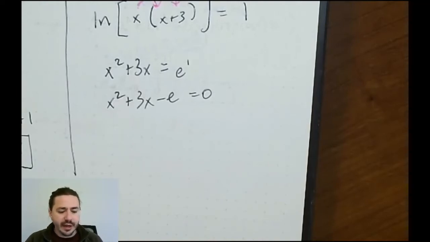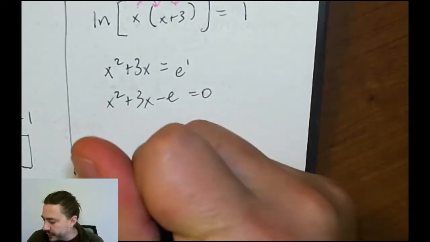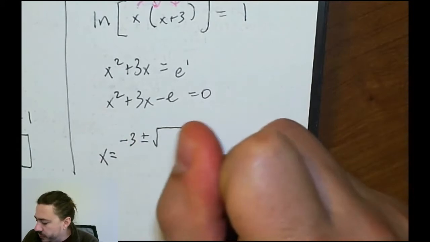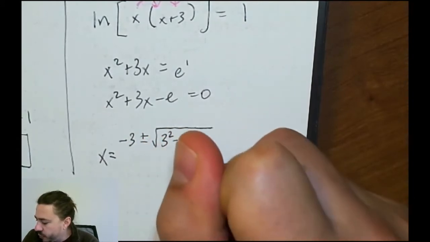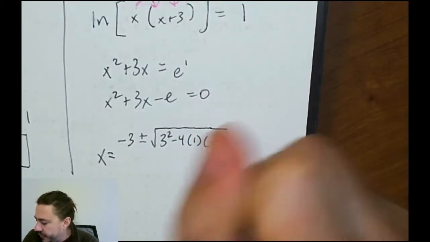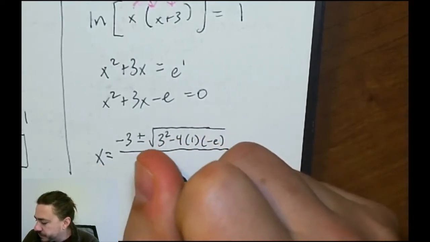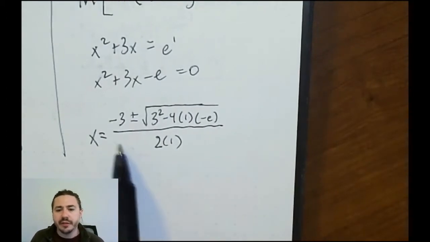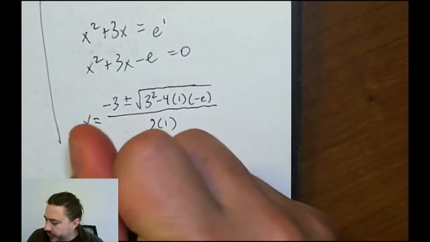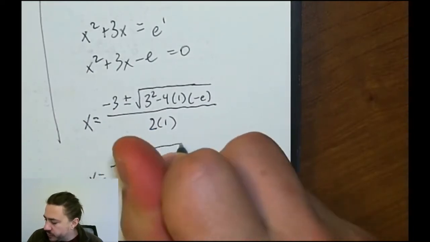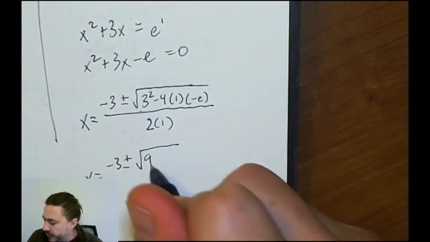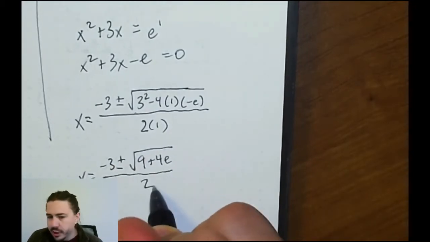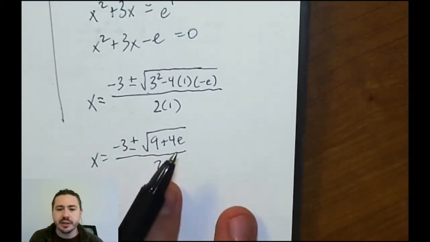Okay, so let's go ahead and actually find what that is. So x equals negative b plus or minus the square root of b squared minus 4ac, divided by 2a. All right, so that's the quadratic formula there, and I can simplify this a little bit. I get x equals -3 plus or minus the square root of 9 plus 4e, all over 2. And you're pretty much done here.